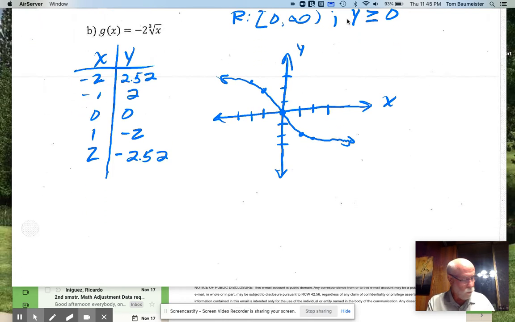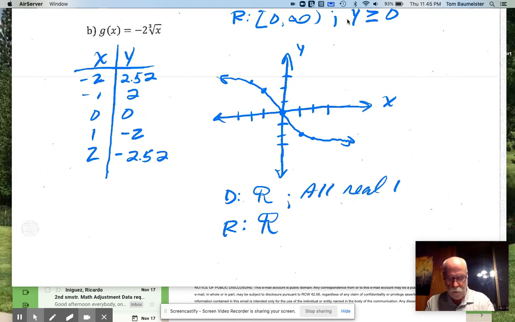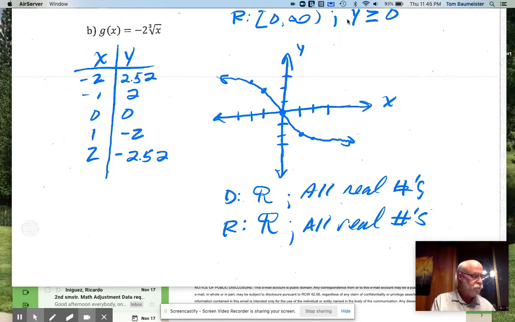And on this one here, what's your domain? It's all real numbers. Okay, and for your range, again, it's also all real numbers, or you can say all real numbers on both of them. Okay. All right.